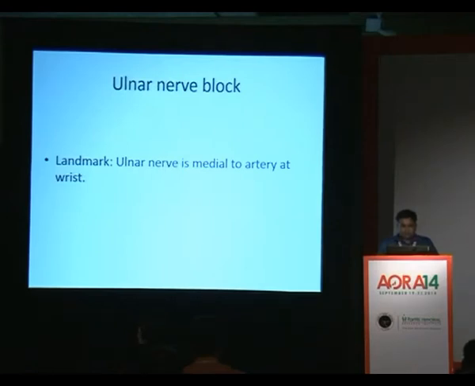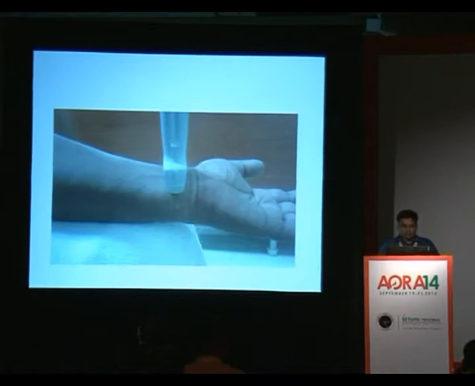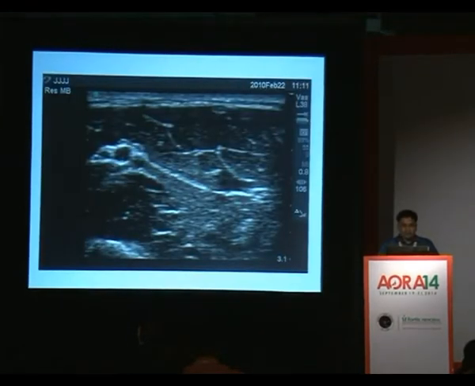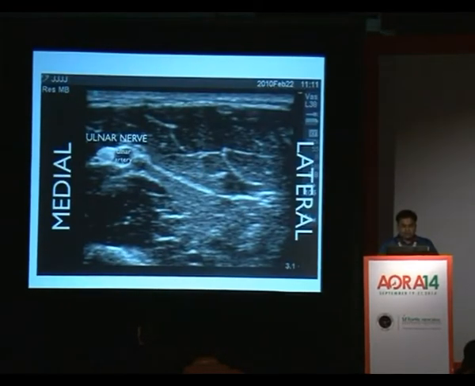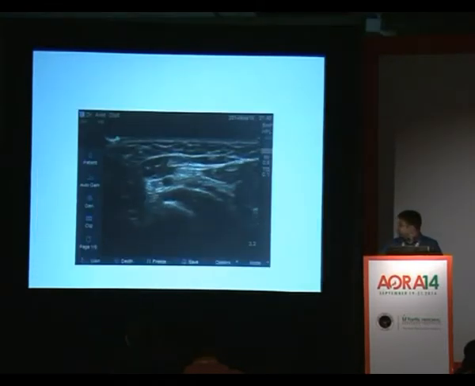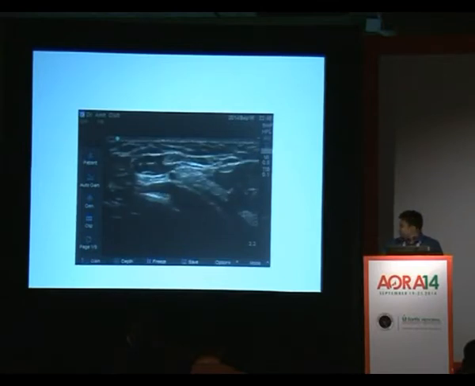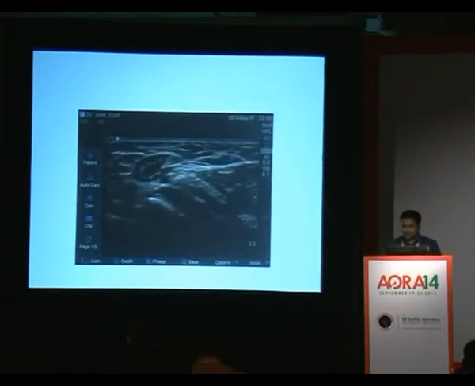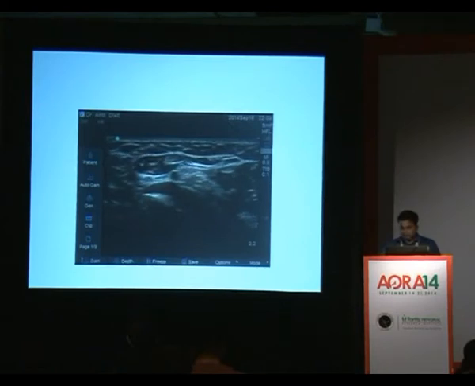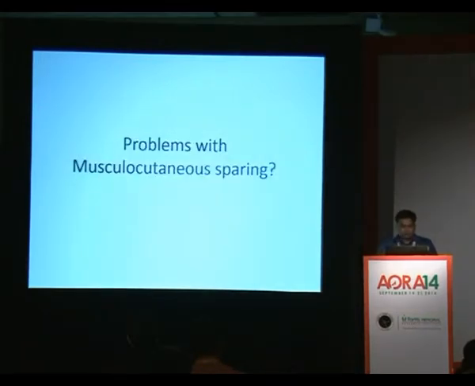Now for ulnar nerve we need to block from wrist. We need to trace it up. The important landmark, just like median nerve, is ulnar nerve is also medial to the artery. You can see in this clipping, the artery in the center, and just by the side, on the medial side, is the ulnar nerve. The pulsating artery, very easy to identify. You can trace it back up in the forearm and block it.